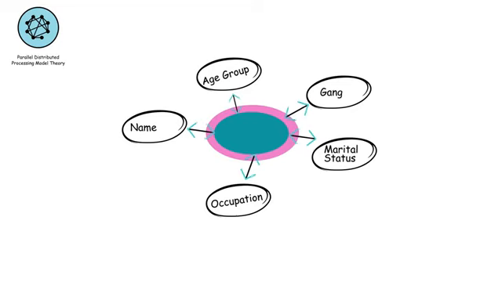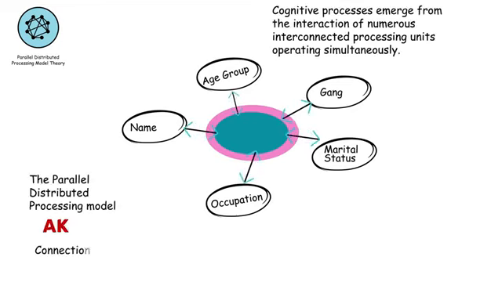Parallel distributed processing model theory. The parallel distributed processing model, also known as connectionism, proposes that cognitive processes emerge from the interaction of numerous interconnected processing units operating simultaneously. It suggests that knowledge is distributed across a network of nodes, with information processing occurring in parallel rather than sequentially.